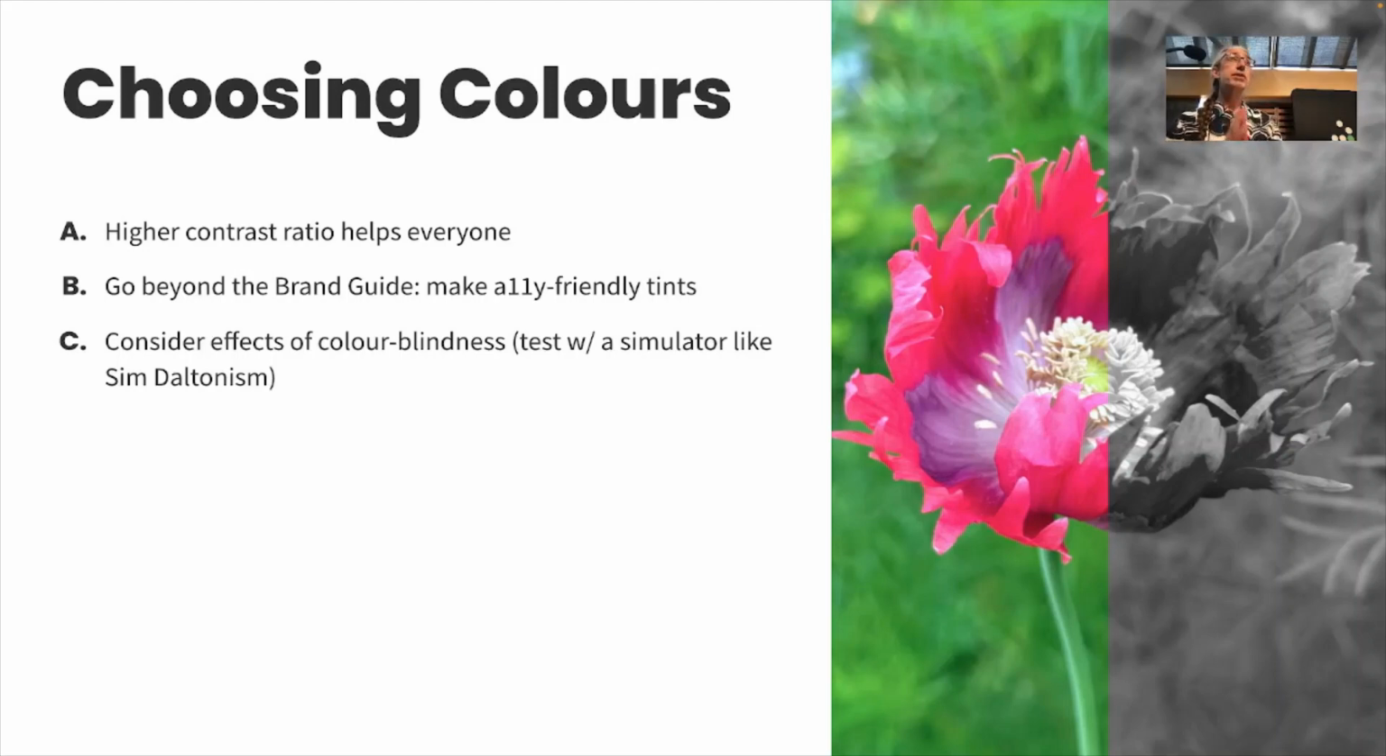And almost 5% of people on this planet have some form of color blindness. And that affects how they perceive colors. So it's a good idea to use a simulator to determine how your color choices are going to affect their experience.